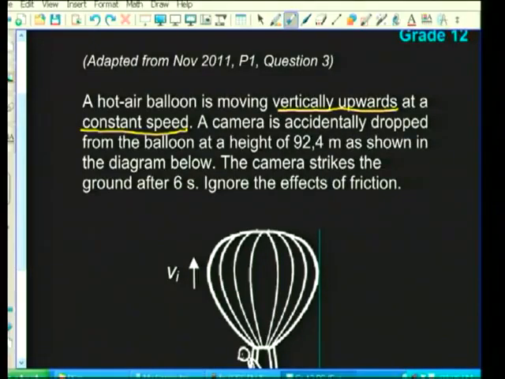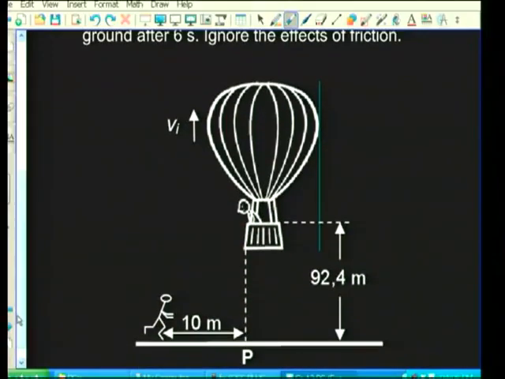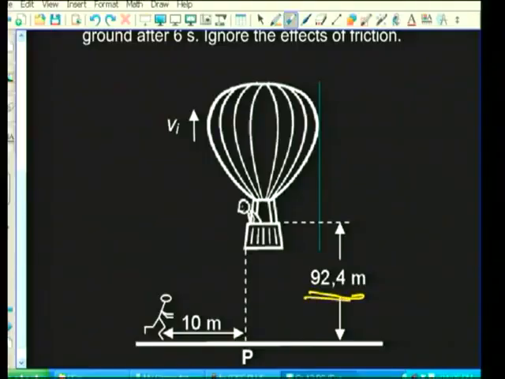A camera is accidentally dropped from the balloon at a height of 92.4 meters, as shown in the diagram below. The camera strikes the ground after 6 seconds. Ignore the effects of friction, and there's our picture. So we have a little person with the hot air balloon, and he's dropped something, and it looks like there's someone running from the bottom going to try and catch it. And we'll try and see what that question will tell us a little bit later. Notice the height, 92.4 meters above the ground.